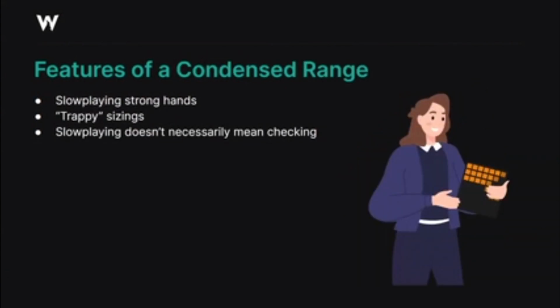So what are the features of a condensed range? And again, I don't mean a completely condensed range necessarily, but more condensed than average.